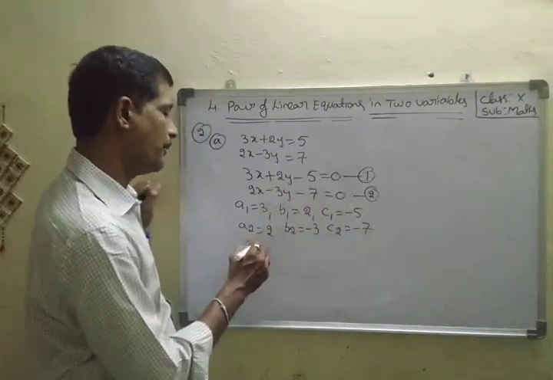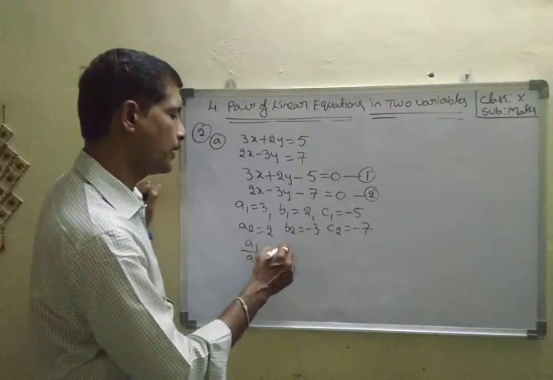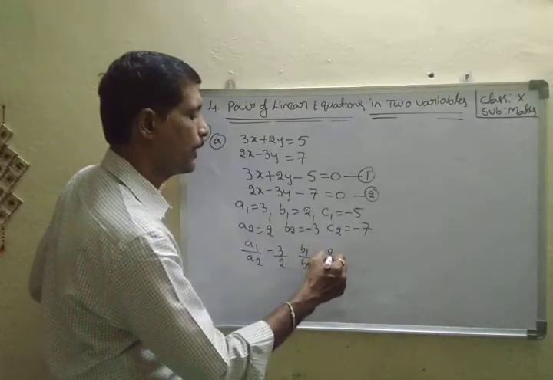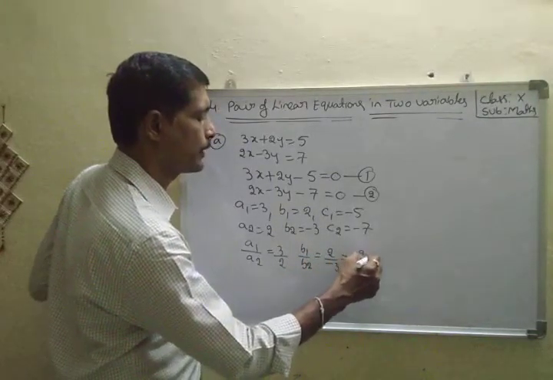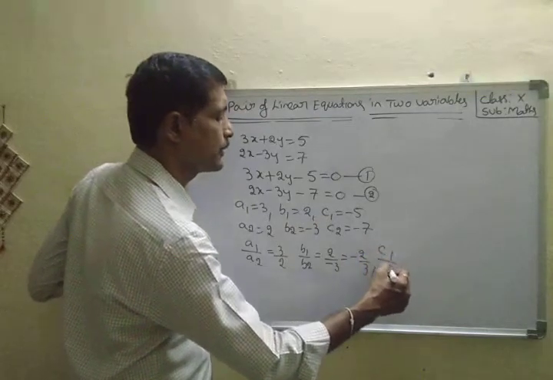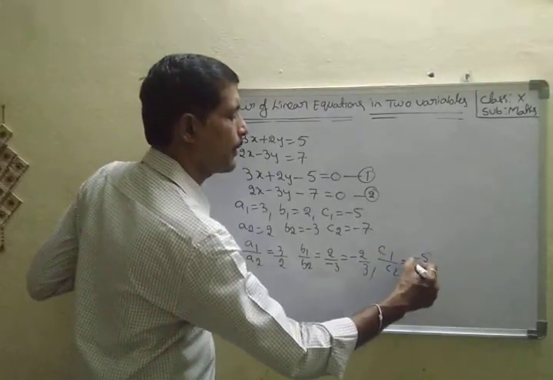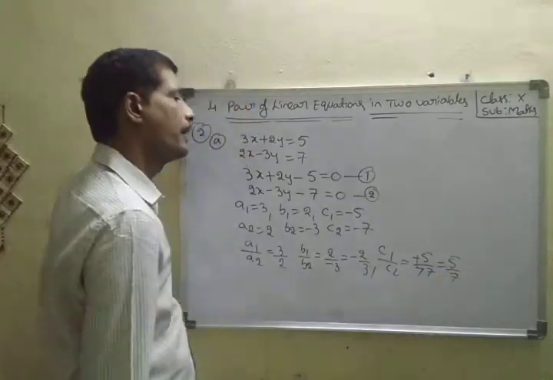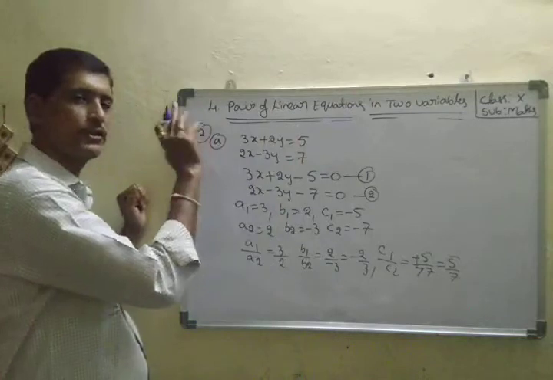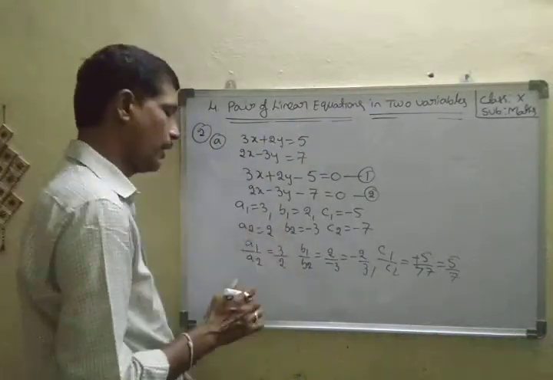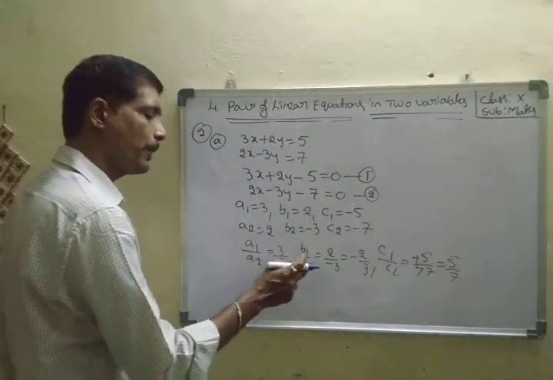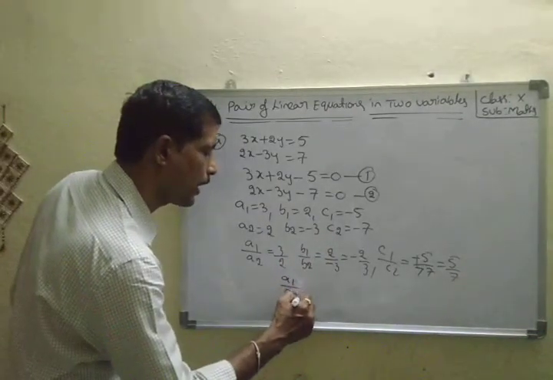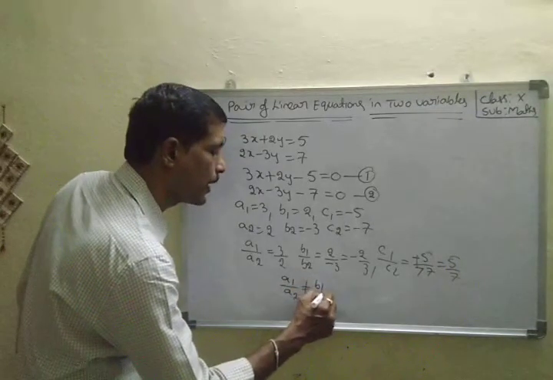Check the a1 by a2 value, that is 3 by 2. Check the b1 by b2 value, that is 2 by minus 3, equal to minus 2 by 3. Next c1 by c2 equal to minus 5 by minus 7. Minus gets cancelled, that is 5 by 7. Compulsorily this 5 is changed to this side, then it is a linear equation. Here a1 by a2 value is 3 by 2, b1 by b2 value is negative. Therefore a1 by a2 not equal to b1 by b2.